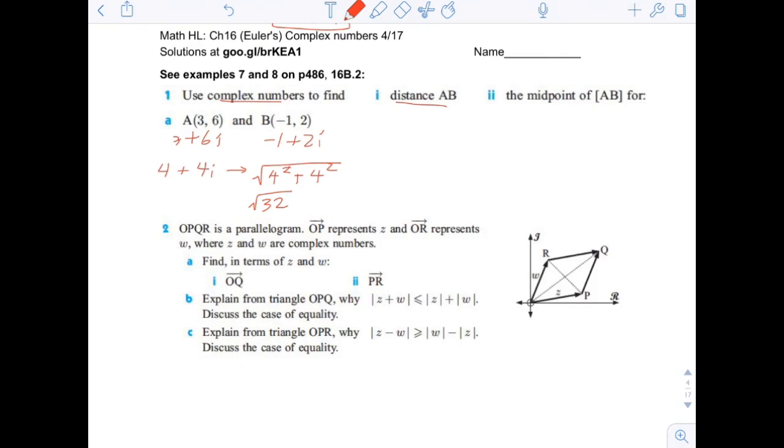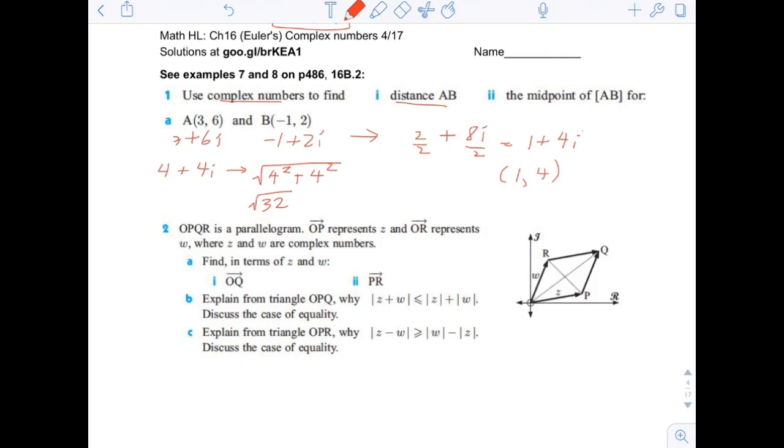What about the midpoint between these two? So we would add together the real parts. We get 3 minus 1 is 2, and we would add together the imaginary part. 6 plus 2i is 8i, and both would be divided by 2. So we would get 1 plus 4i. So that would correspond to coordinates of 1, 4.